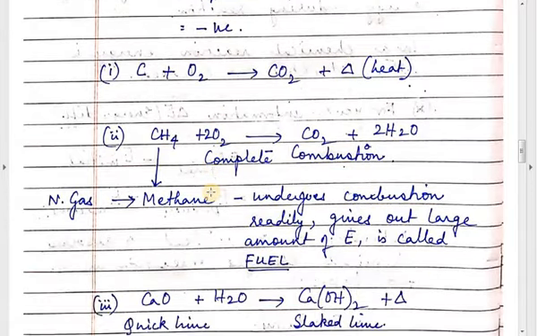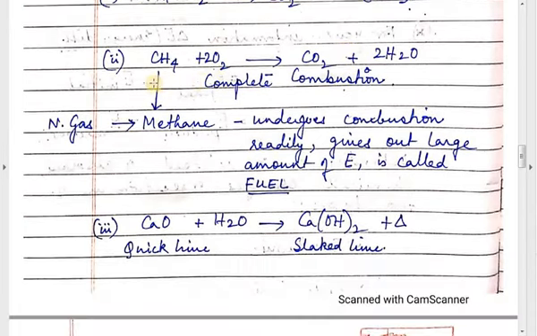Now, what are different exothermic reactions? Carbon burns in oxygen to form carbon dioxide, and a lot of heat is produced. This delta sign is for heat. Then there is the combustion of natural gas, where methane is the main component. This methane undergoes combustion readily, that is, it reacts with oxygen and produces carbon dioxide and water on complete combustion.